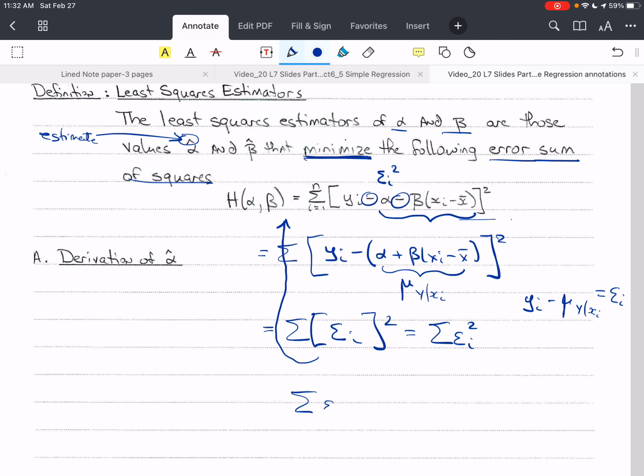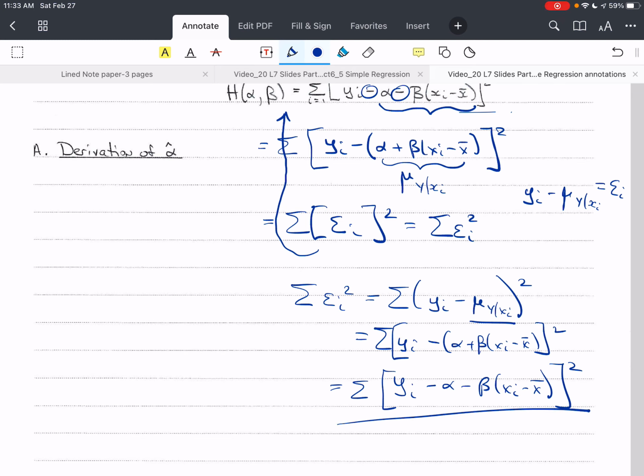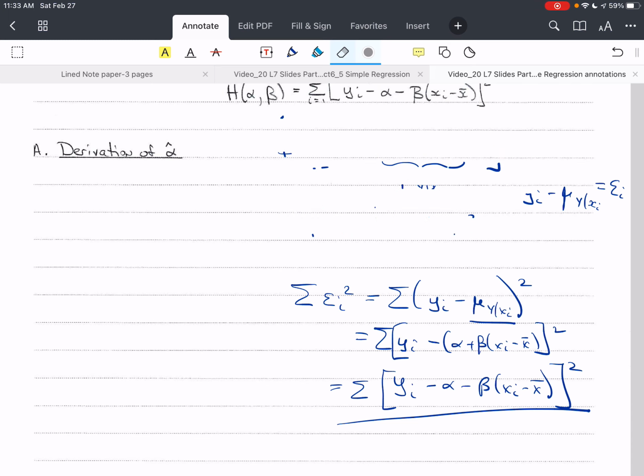We're starting off with the sum of epsilon i squared, which is equal to the sum of yi minus mu of y given xi squared, which is equal to, substitute in for this, the sum of yi minus alpha plus beta times xi minus x bar, and then distribute: yi minus alpha minus beta times xi minus x bar. Okay, so that's where we're starting here. We've already made these substitutions. Okay, so it's an error sum of squares, and that's where we start.